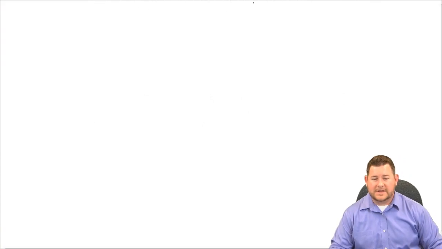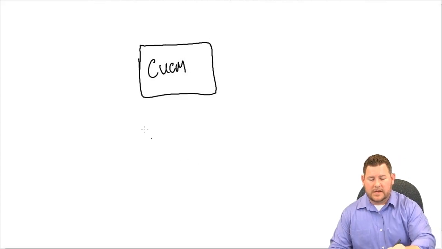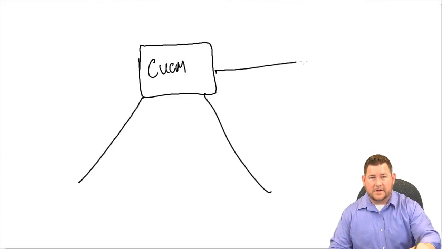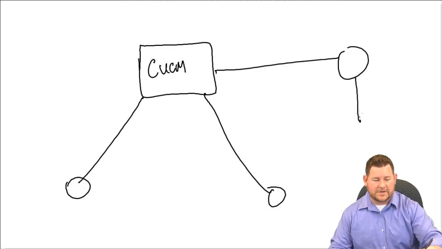So if I talk about now the centralized model, we have CUCM at the center of it all, let's say, in a data center. And now you have several different remote sites connected to CUCM. And of course, they all have phones.